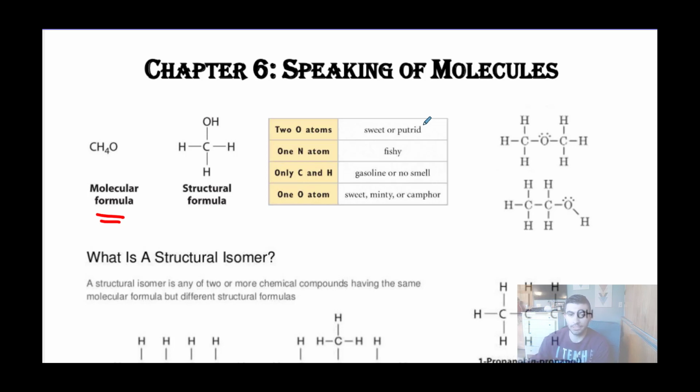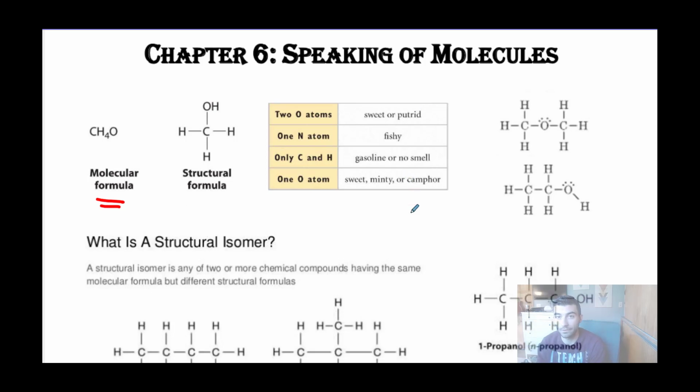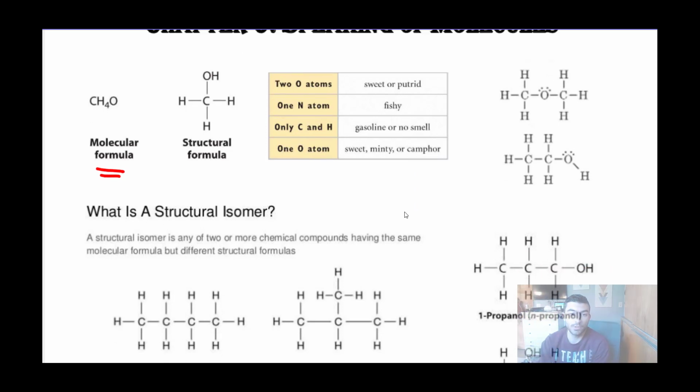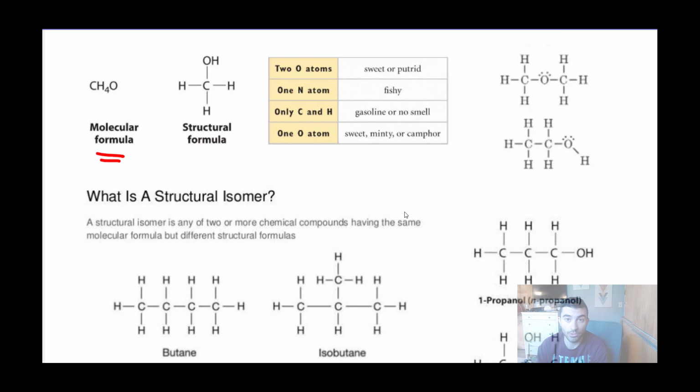But ultimately, we came to sort of a conundrum when we smelled another set of molecules, and we saw that 2 molecules that had the exact same molecular formula smelled very different. One was sweet smelling and one was putrid smelling. So this led us into a discussion about isomers, which then led us into a discussion about structural formulas.